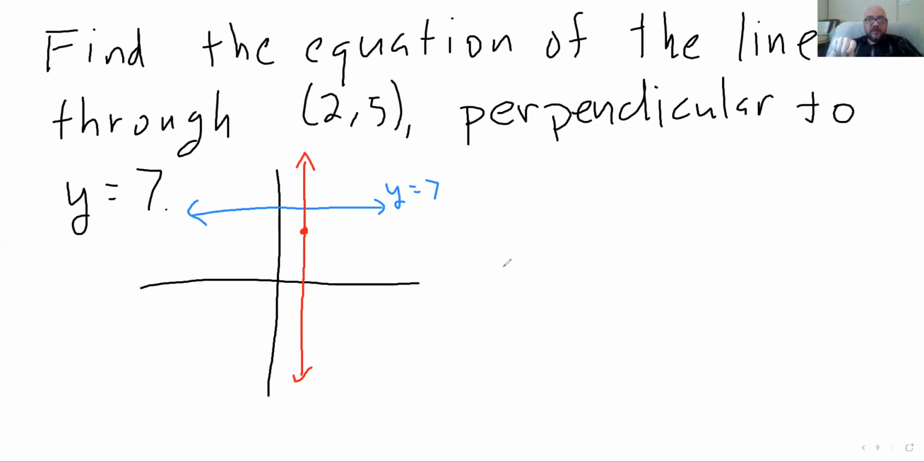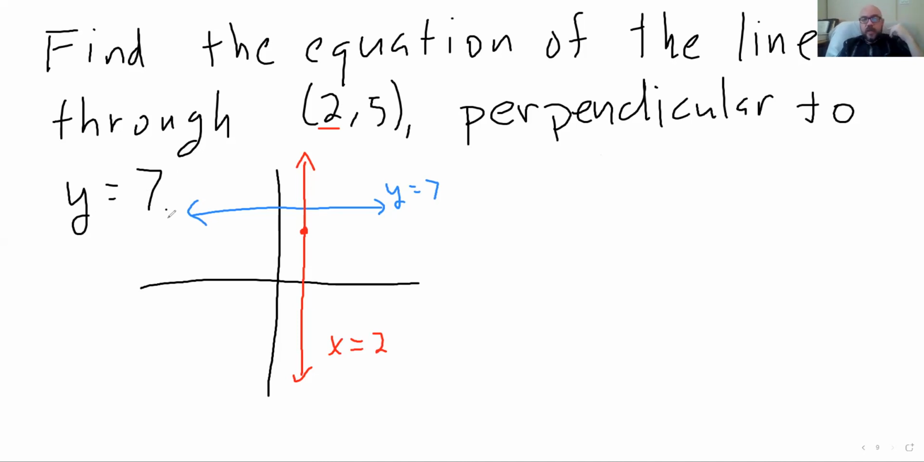And if you recall, the equation of a vertical line is x equals something. And in this case, x has to be 2, because that's the x coordinate of the point that it's going through. This is the line x equals 2. There is not much calculating to do there. This is a problem that, if you try and use formulas, does not work out very well for a couple of reasons.